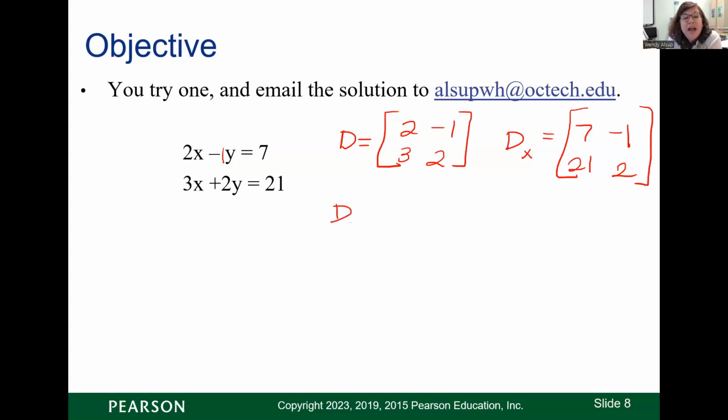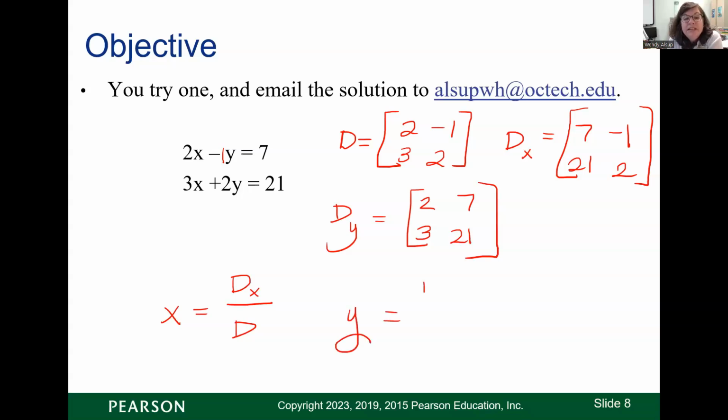And then d sub y is going to be 2, 3, keep the x coefficients, but now we're going to replace the y coefficients with the 7 and the 21. All right, so you can pause me there, find d sub x, d sub y. Your x value will be d sub x divided by d, and your y value will be d sub y divided by d. Email me the solution to that at allsubwh@octech.edu.